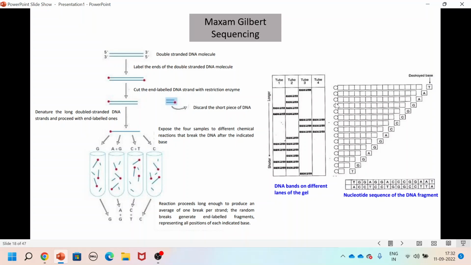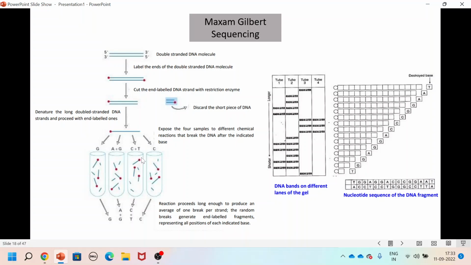So we know that in agarose gel electrophoresis, we will obtain the shorter fragments at the lower side of the gel, and we'll obtain the longer fragments near the well where we are loading the gel. So this can be read out in the following way. For example, we see that the shortest fragment is formed in tube 3. So in tube 3, what was there? It was the chemicals that will either cleave after C or will cleave after T.